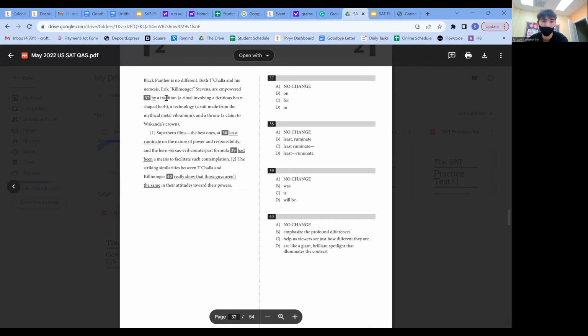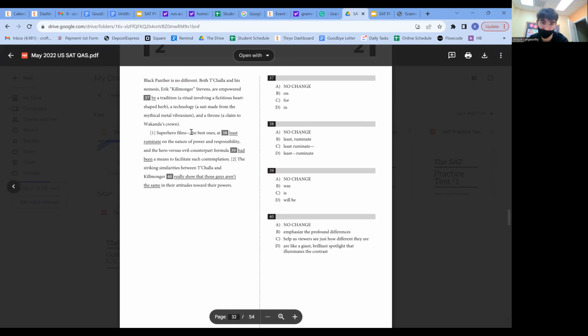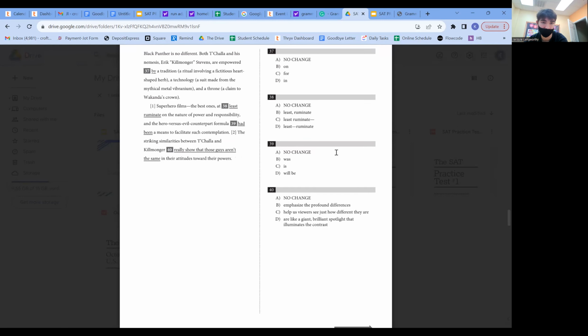Killmonger are empowered by a tradition, on a tradition, for a tradition, or in a tradition. 37 is going to be A, by a tradition, because he wasn't on, for, or in it. Superhero films, the best ones at least, ruminate on the nature of power and responsibility. 38, at least, is going to be in a positive. So the answer is B, 38, not 31, is D, because the dash is right there, not the comma. Okay. Yep. 38 is D.